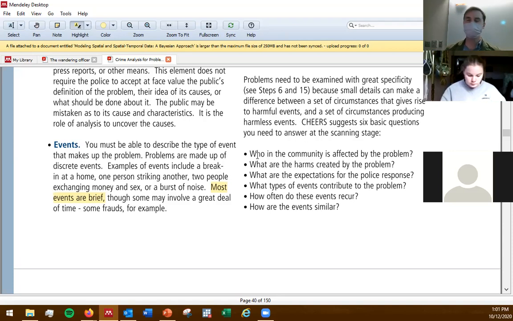So who in the community is affected by the problem? The residents within this 10 square block area. The harms are people getting into a fight. So you have some minor physical injuries, and it could escalate to aggravated assault.